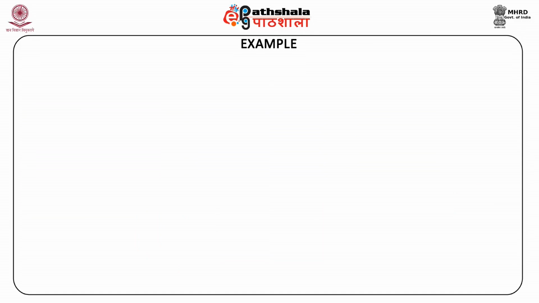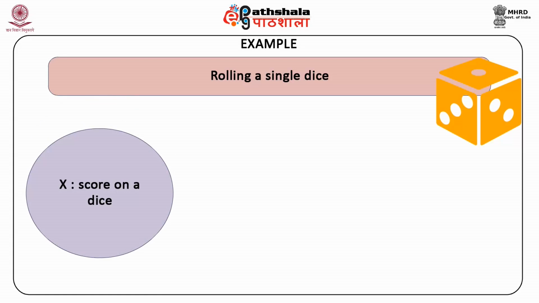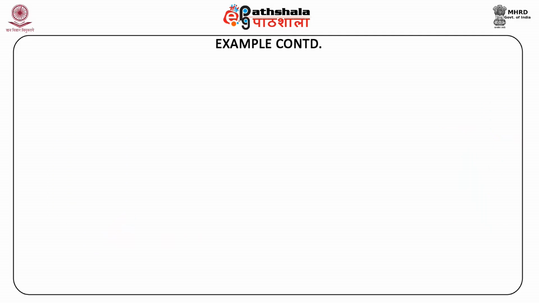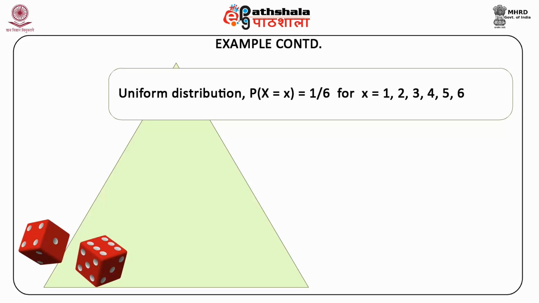Let us consider another example. Rolling a single die, let the random variable x be the score of the die. Find the probability that the die will land on a number that is smaller than 5. Also, find the expected value of the distribution. This is a case of uniform distribution where each possible outcome is equally likely to occur. Then we have a uniform distribution where p of x equal to small x is equal to 1 by 6 for x varying from 1 to 6.